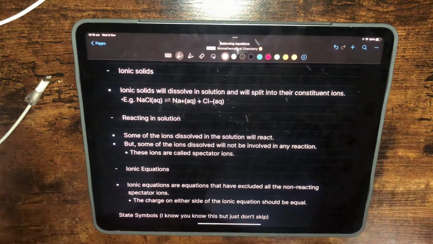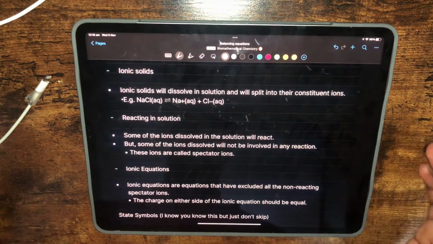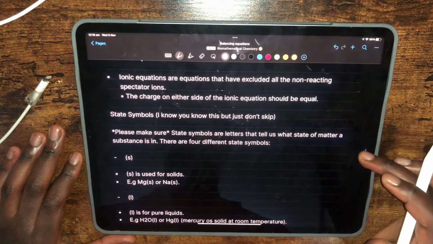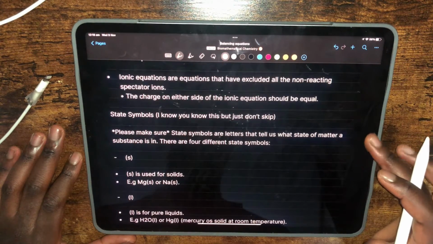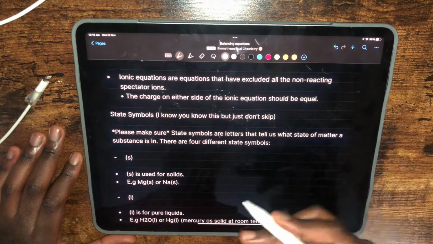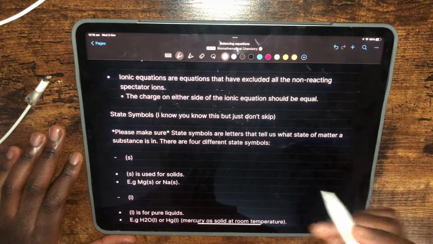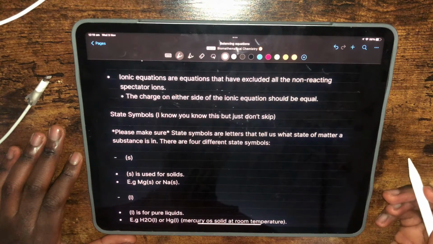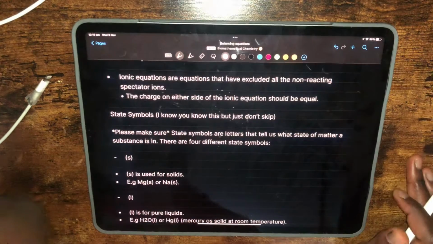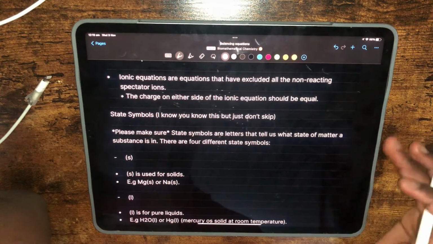Just ions that don't really get involved in the reaction. We don't really care about them. All right, ionic equations. Ionic equations are equations that exclude all the non-reacting spectator ions. So when we write our ionic equation, we don't include the spectator ions. The charge on either side of the ionic equation should always be equal.